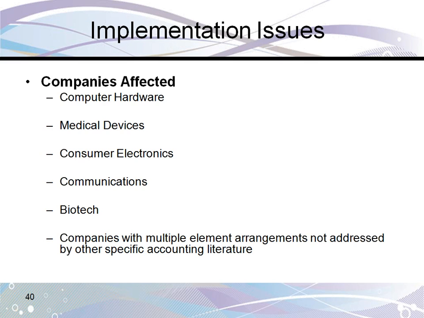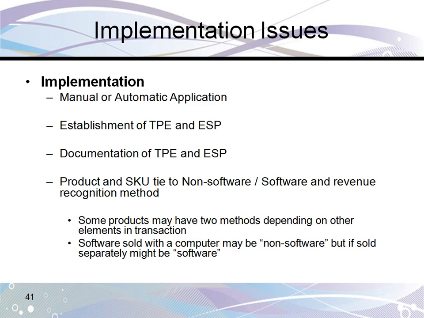And anytime you have a multiple element arrangement, for example, in biotech, or maybe you license some technology, but also you do some services of some kind, you've got a multiple element arrangement that doesn't have software in it, you're going to use this relative selling price method to allocate the values to each one of the elements in your arrangement so that you can recognize them as you deliver each one of those elements.